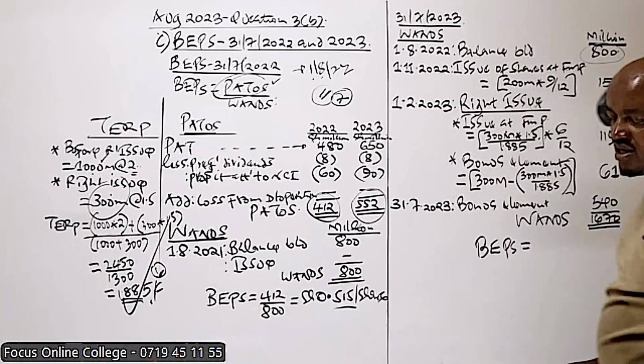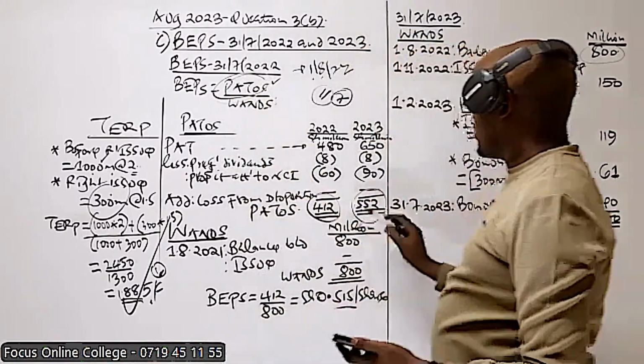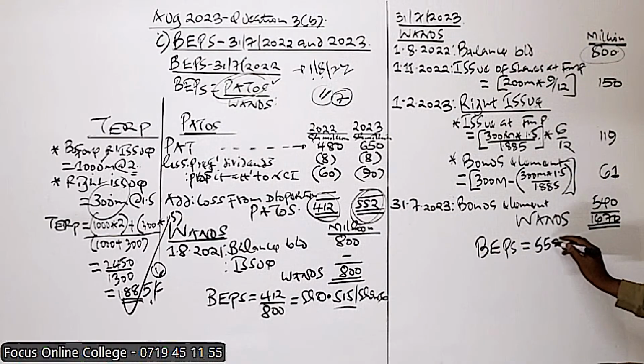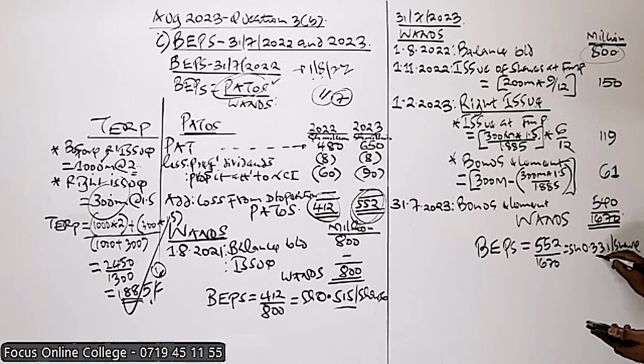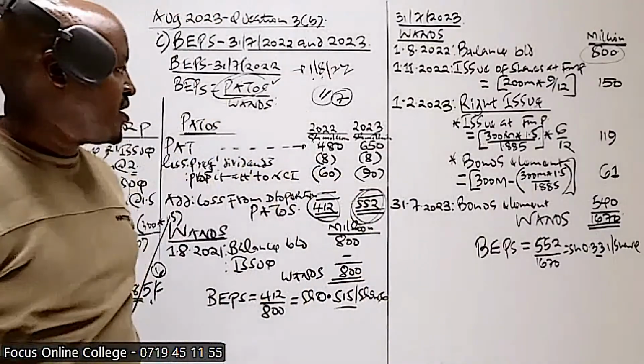So having done that, we then finalize by computing the basic earnings per share. We take the PATOS, which I've already computed here, 552 million, divided by the 1670 which we have here. 552 divided by 1670 will give us 0.331 shillings per share. I hope you're getting that.